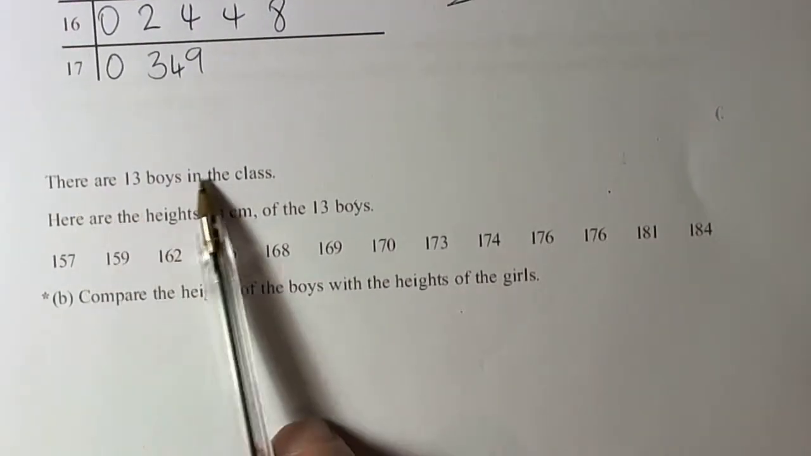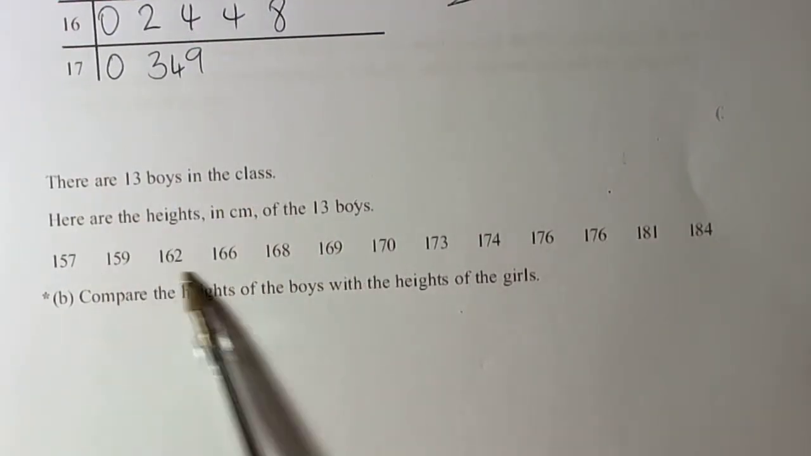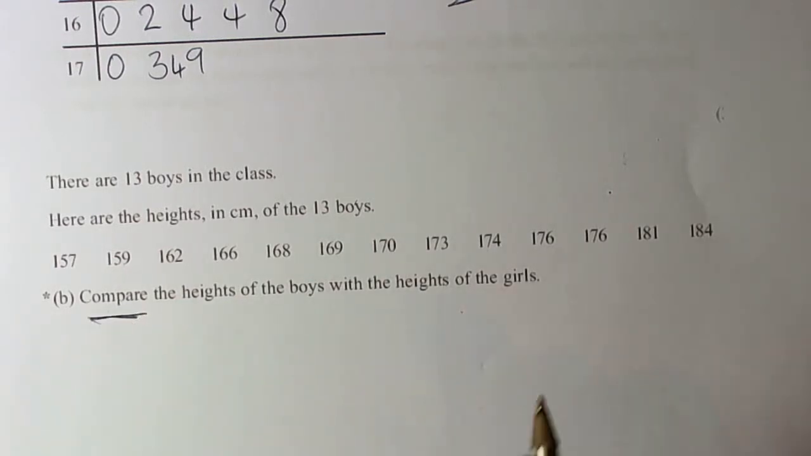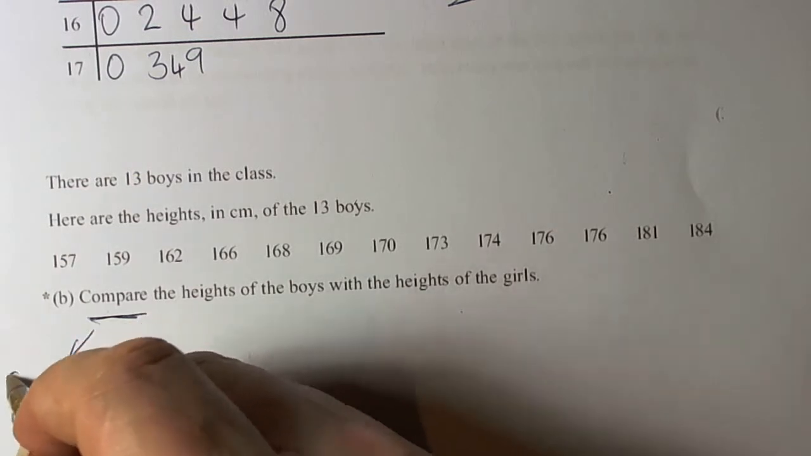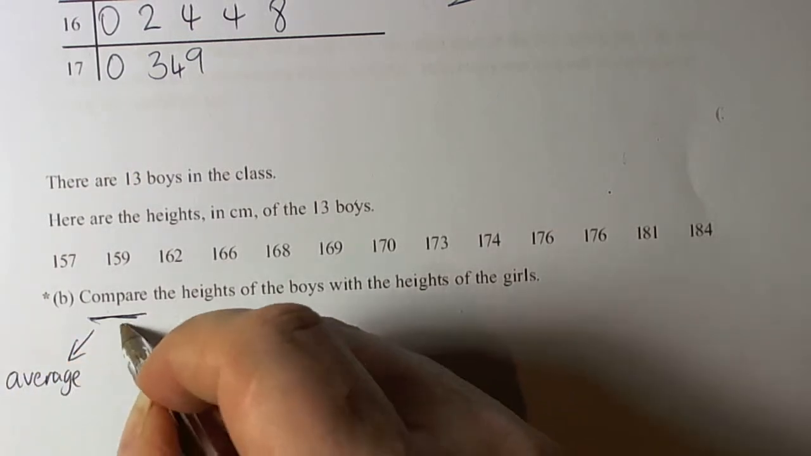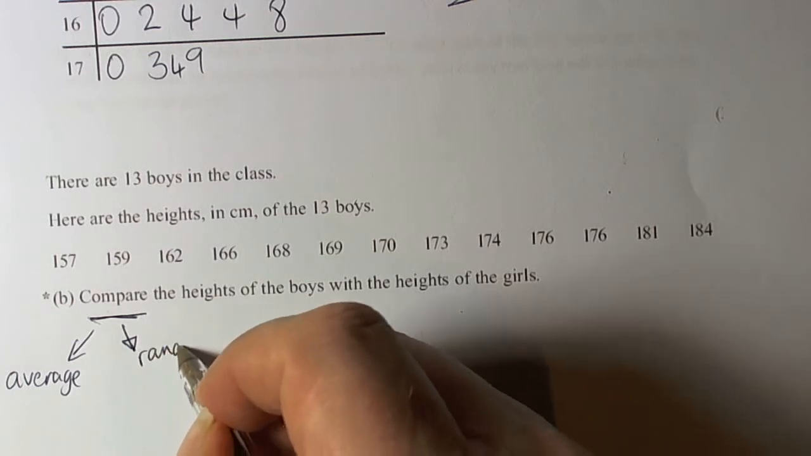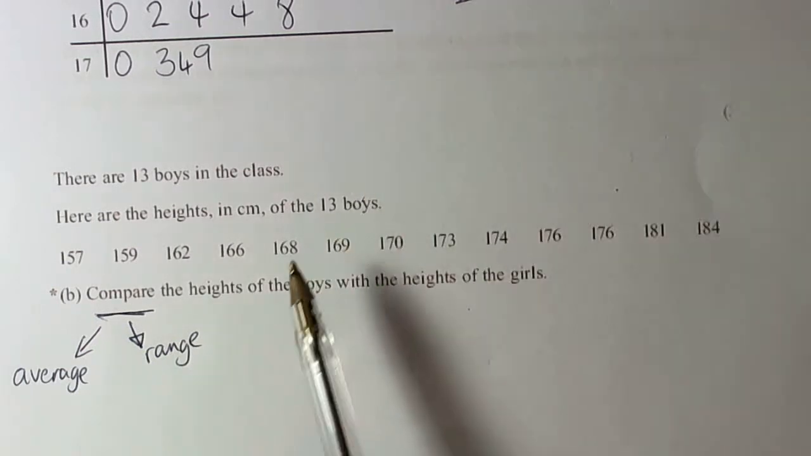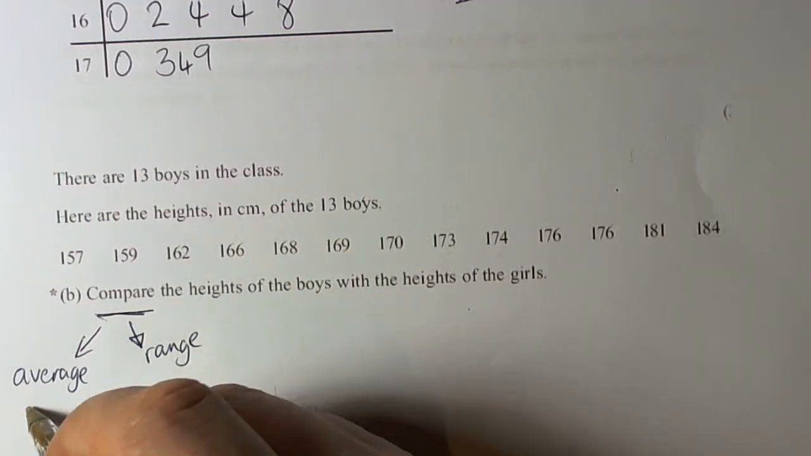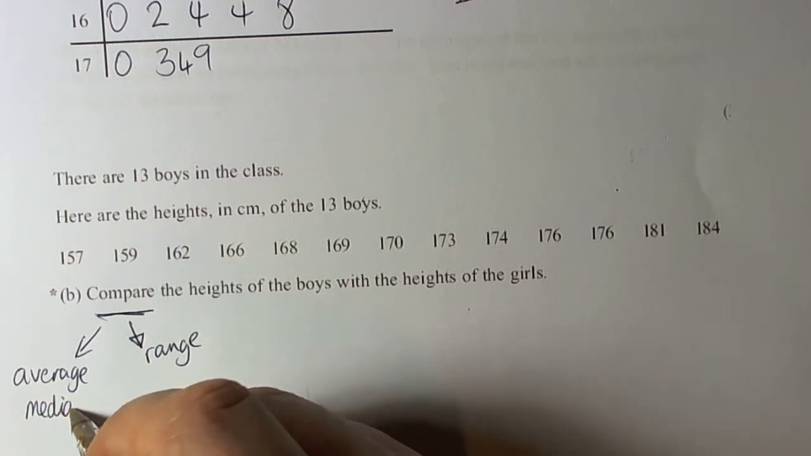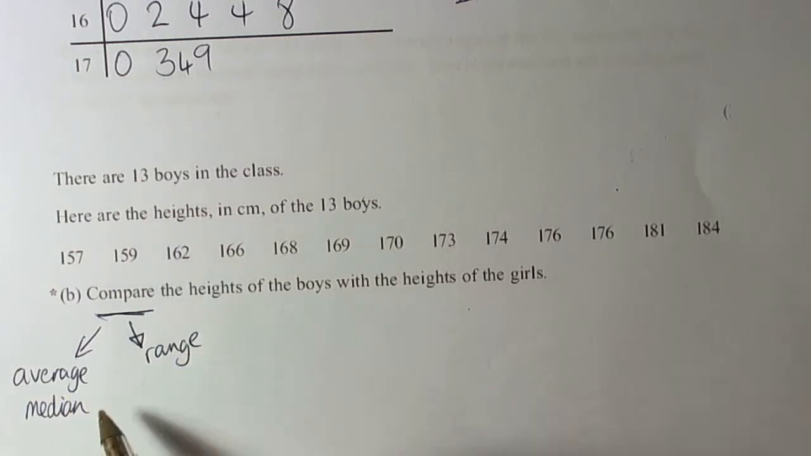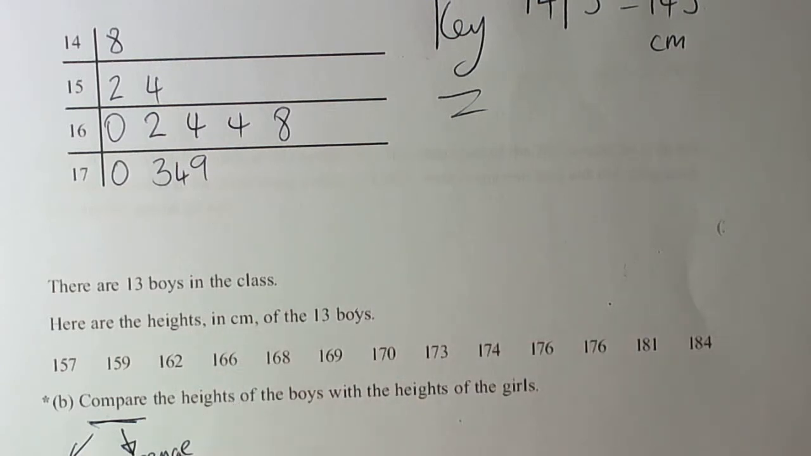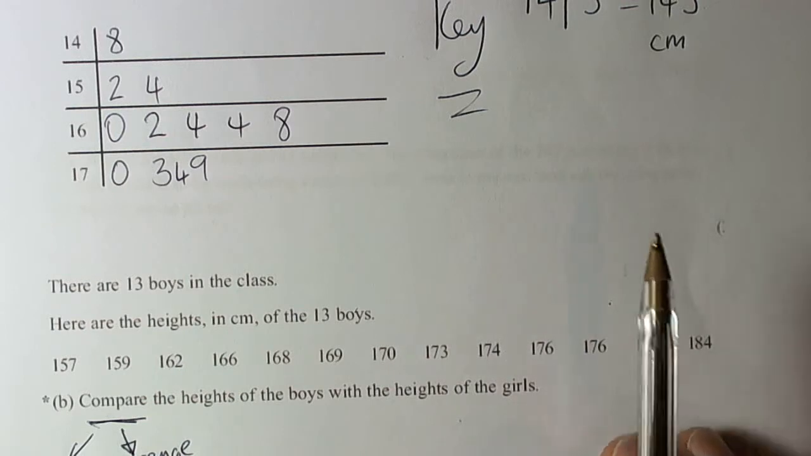The next part of the question says there's 13 boys in a class, and they've got the heights again, and they want you to compare. So what we've got to realise when we compare is we must be comparing an average, and we must be comparing a range. Now we've got lots of different types of averages and lots of different types of ranges. For this kind of question, you'd get away with doing the median average and the ordinary range. If you've got a box plot question, you could be expected to use the median and the interquartile range. It really depends on your data.